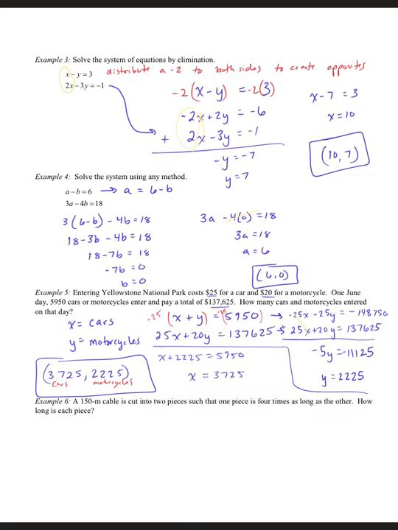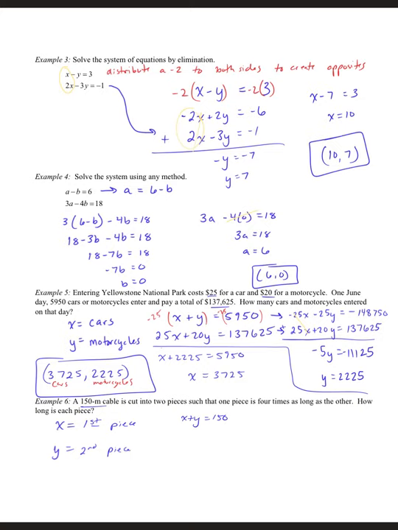Okay, this next one. A 150-meter cable is cut into two pieces, such that one piece is 4 times as long as the other. How long is each piece? Again, first thing we want to do is define our variables, x and y. Well, here we're just talking about two pieces of a cable, so I'm going to let the x be my first piece and my y be my second piece. I know together they make 150 meters, so x plus y equals 150.